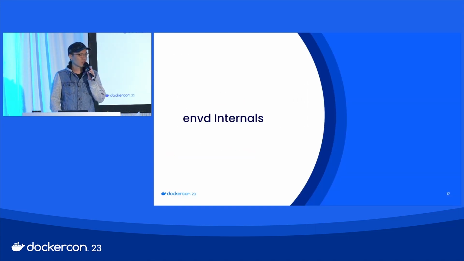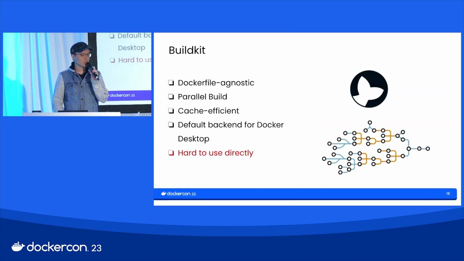And here's the internals of envd. We heavily rely on Buildkit. Buildkit is actually the next generation build engine for Docker, I think. It's a low-level build library to construct Docker images, and it's Dockerfile agnostic. Dockerfile version 2 supports Buildkit, but you do not have to use Dockerfile. Any developer can define their own front-end language to use it.